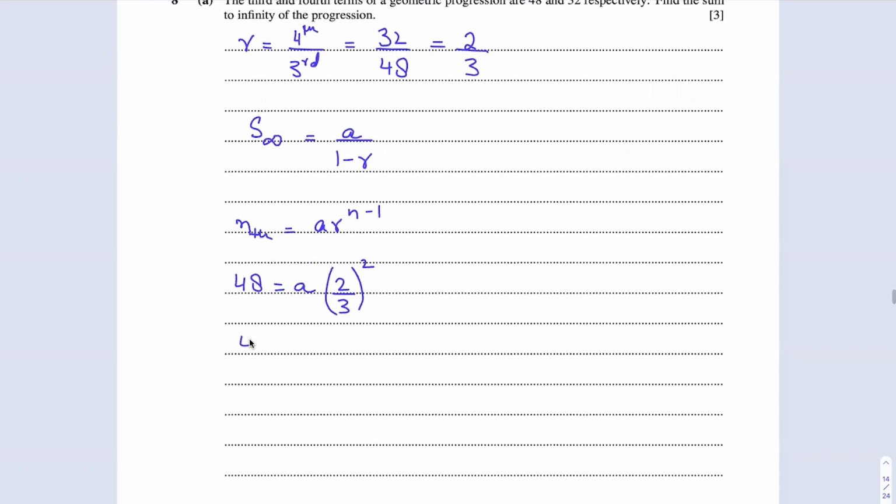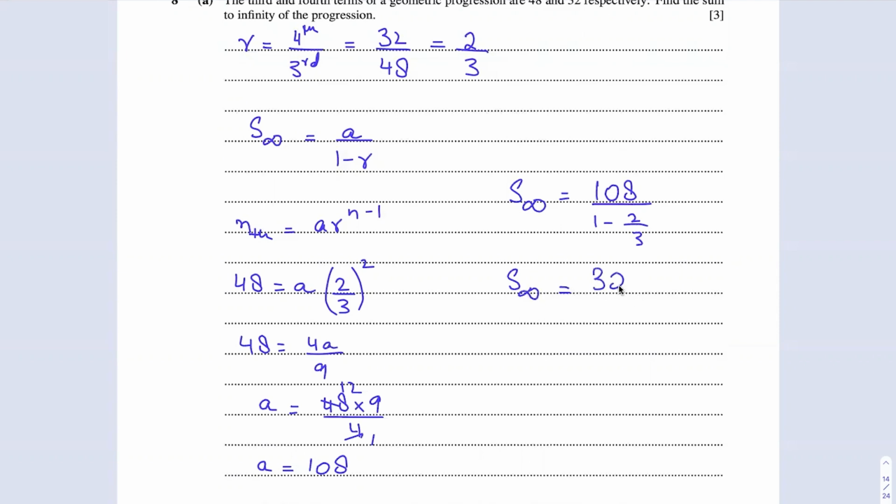So this will become 48 is equal to 4a upon 9. a is equal to 48 into 9 upon 4. So 4 ones are 4, twelves are, a is equal to 108. So the sum to infinity will be 108 upon 1 minus 2 upon 3. Substituting this in the calculator, we get the sum to infinity as 324.